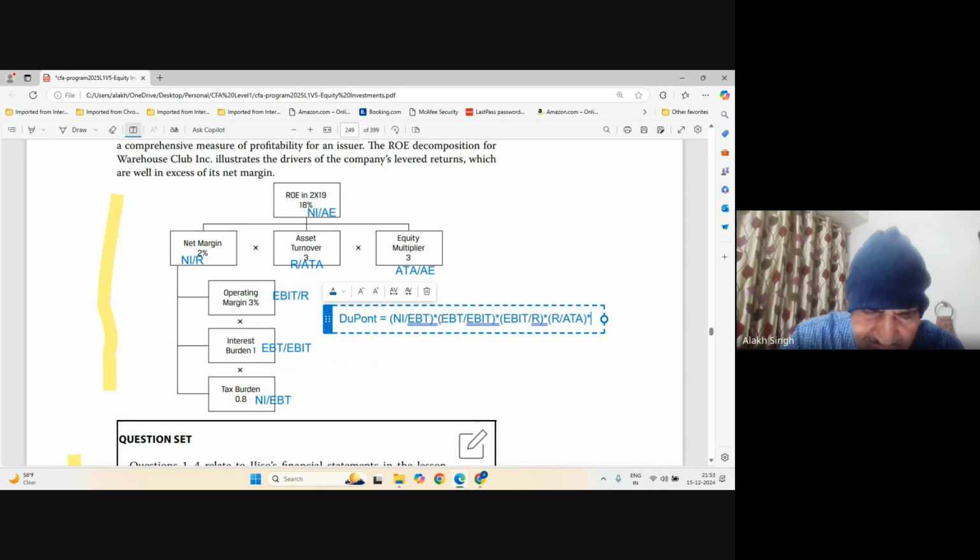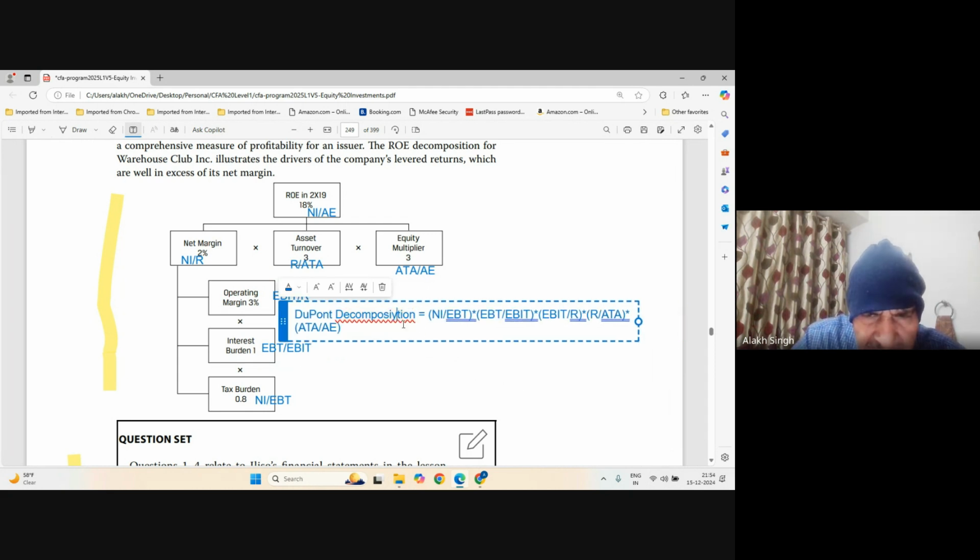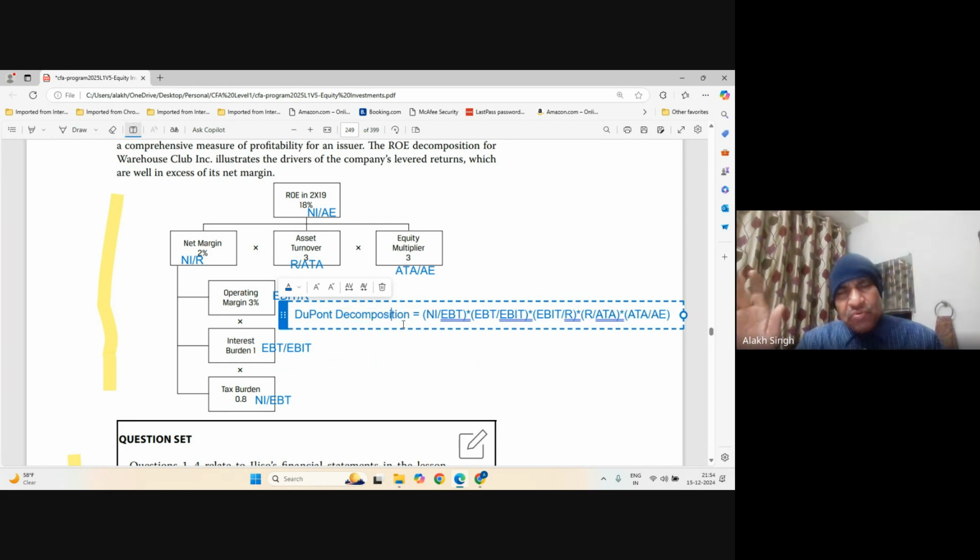Then times, I will have to put ATA on the top, so ATA divided by AE, that is our final. So that is the return on equity, meaning net income by average equity, and that is how the DuPont decomposition works. This one is very important. You must practice this, and I think you will remember it easily. It is not very difficult. Try to write it tonight yourself.